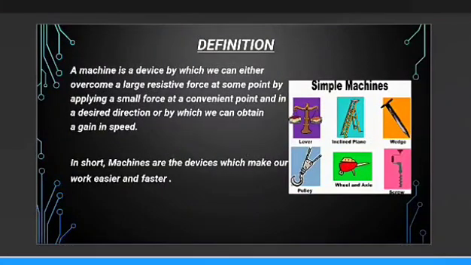What is the definition of machine? A machine is anything that can do our work easily, or it can save time. In other words, it will do our work faster, easily, so it is very convenient to use a machine. It is a device by which we can overcome a large resistive force at some point, by applying a small force at a convenient point and in a desired direction, by which we can obtain a gain of speed. To make it very simple, I will say machine is a device which helps us to do work easily and faster.